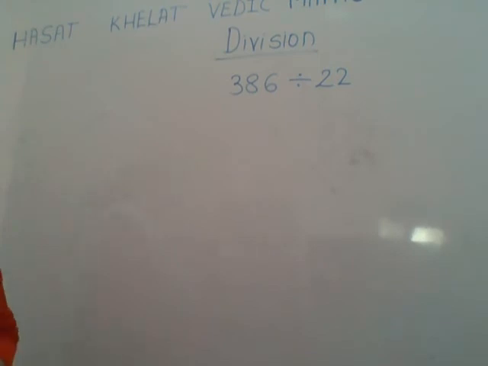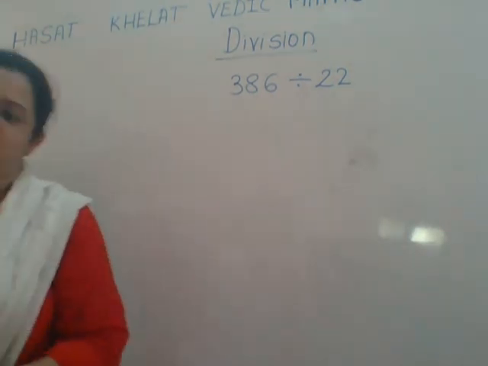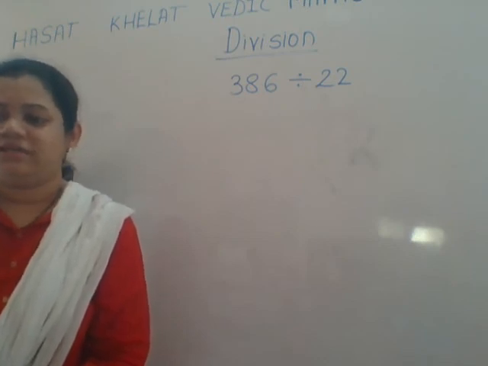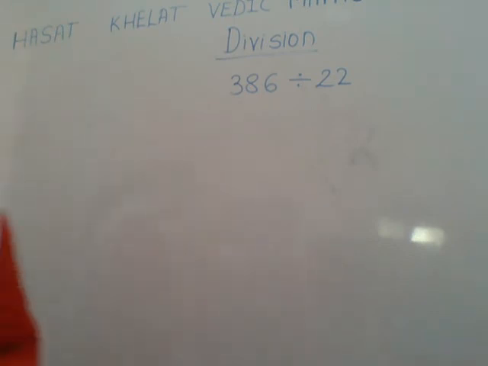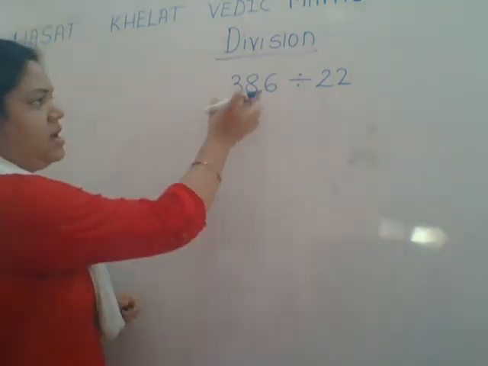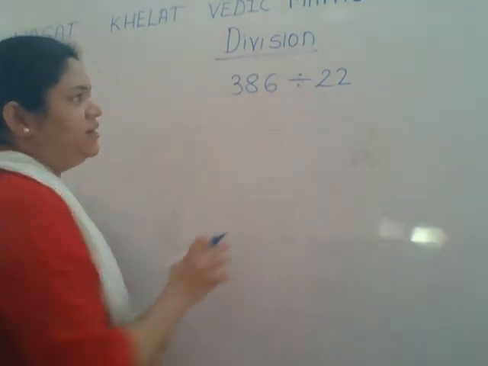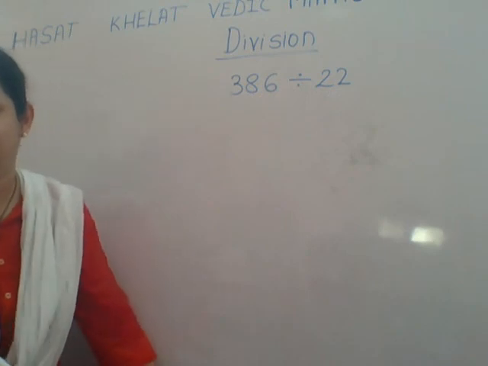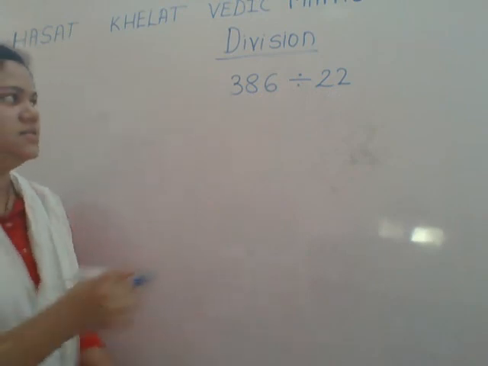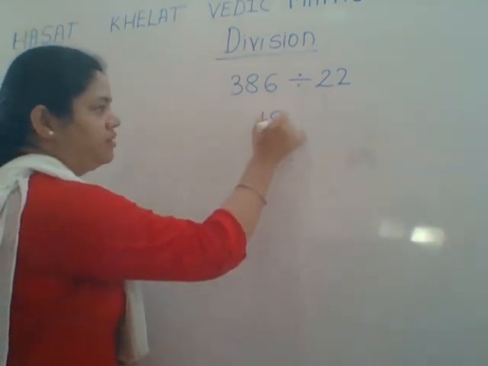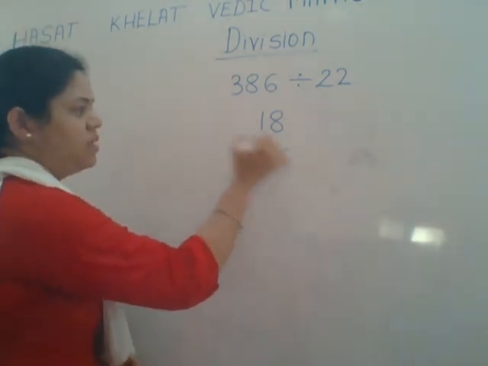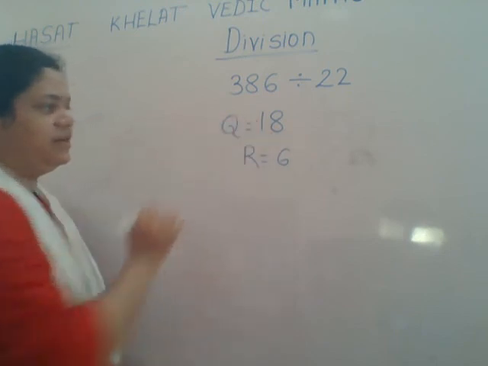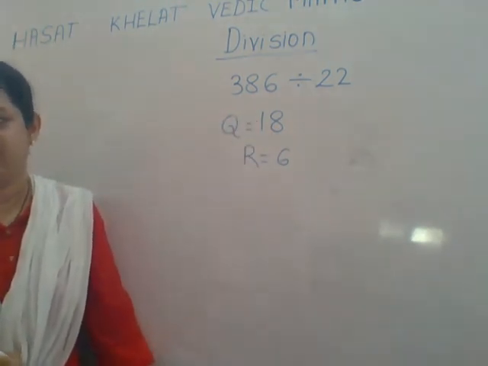See, you have got answer as 183, but this method, whatever we have seen now, it has limitations. 386 divided by 22, 183 can't be the answer. The answer is actually 18, and it is giving remainder as 6.